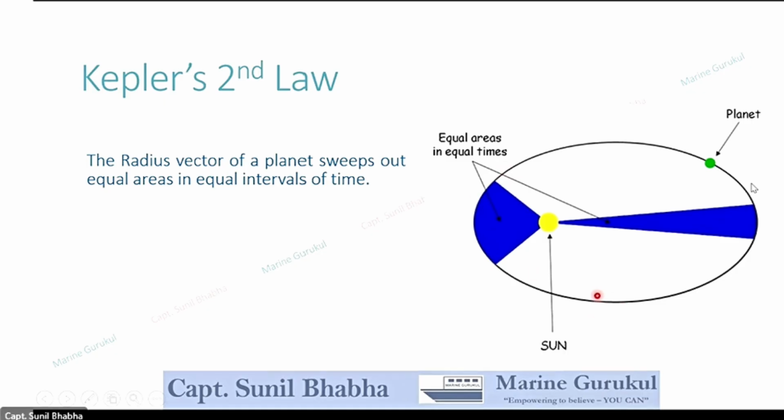and in this elliptical orbit, let us assume that on a particular day when we started our observation, the planet was at this particular location. You can follow the laser pointer.